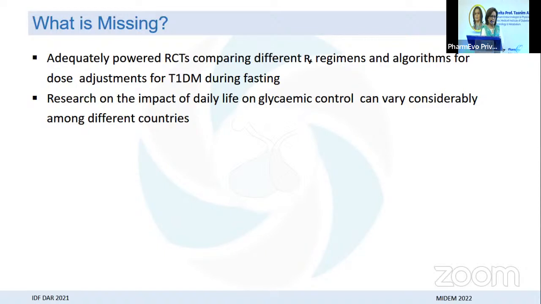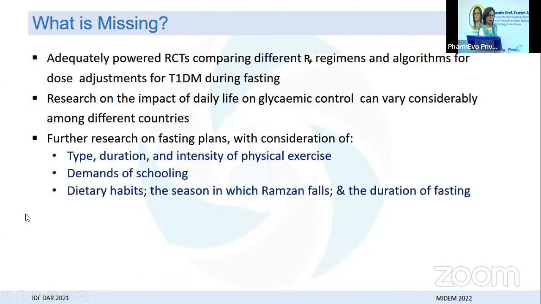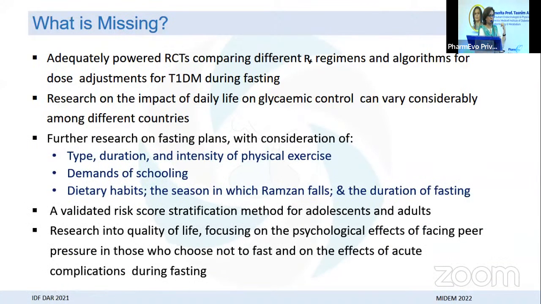Further research on fasting plans with consideration of various plans of eating, and duration and intensity of physical exercise. So here we are talking about physical exercise, the type of exercise, the duration, the intensity of physical exercise, and also the job requirements of exercise, various people with different jobs, demands of schooling. So there are children who go to a morning school, and then there are children who do the afternoon shift. And if they have type 1 diabetes and they're fasting, you have to factor that in also. And the dietary habits are so different here.